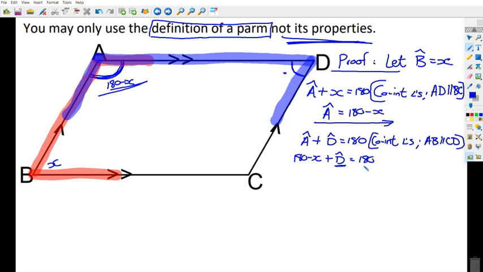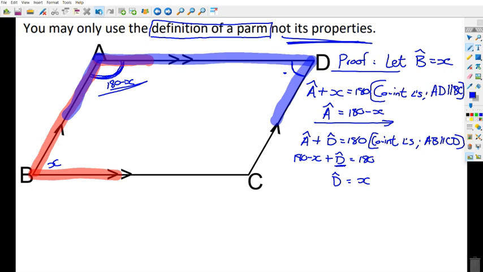Alright, so I need to go take everything else across. Angle D is equal to 180 minus 180, which is 0. And I'm going to take the x over, it becomes positive x. So I'm only left with x over there.